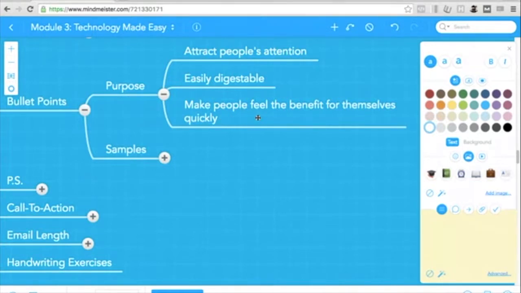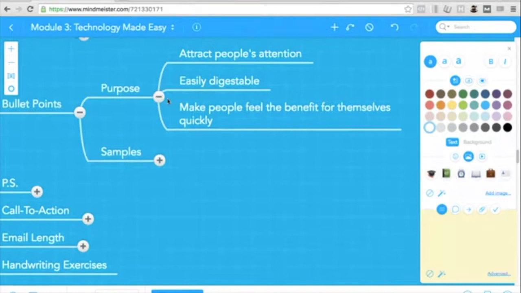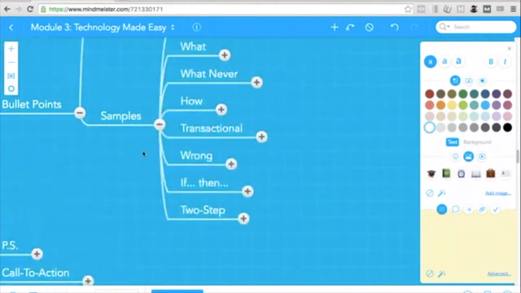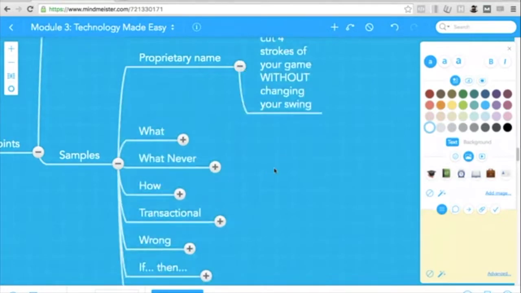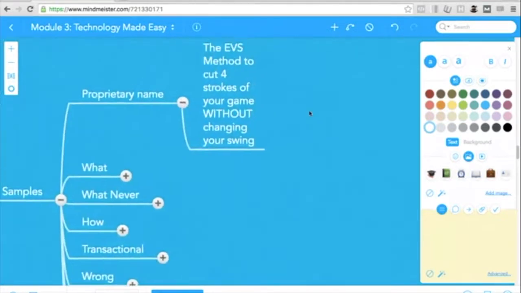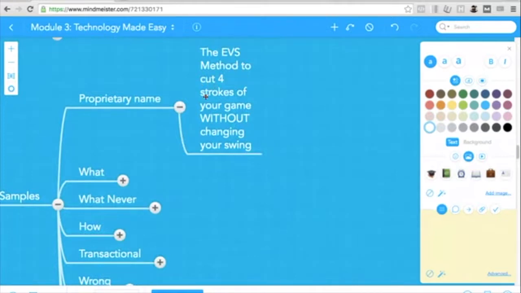Kasi very compact ang bullet points that it delivers the benefit of what you're trying to sell or the idea you want to promote. For example, ito medyo madami tayong samples dito. You could create a bullet point with a proprietary name. So ano ibig sabihin nito? Gawa ka ng sarili mong brand, kumbaga, or method. Like the EVS method to cut 4 strokes of your game without changing your swing.